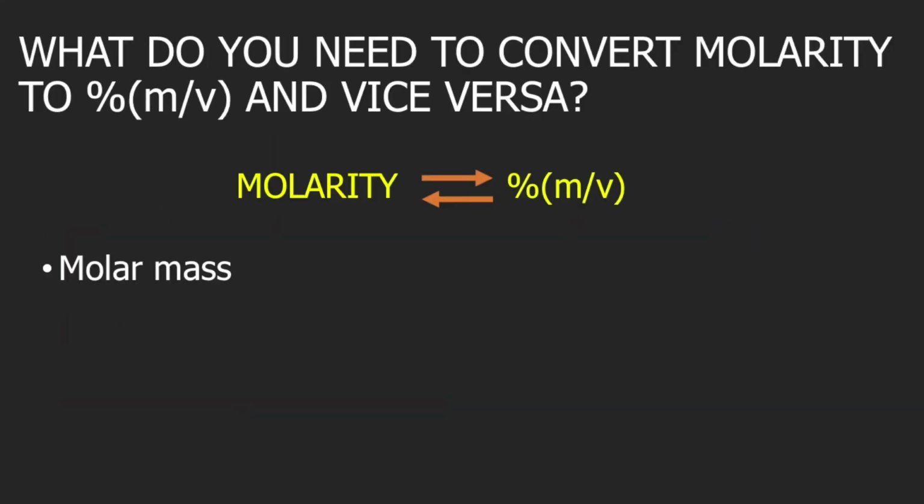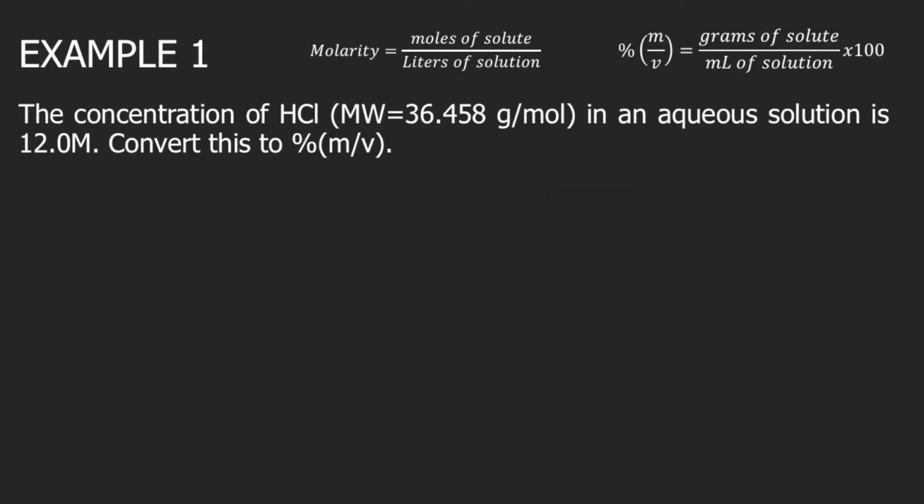Okay? Now, what do you need to convert molarity to percent mass per volume and vice versa? What you need is the molar mass. Molar mass of what? Molar mass of the solute. If you can remember, I told you a while ago that you need to be familiar on how to determine the molar mass of a compound, because sometimes the problems do not provide the molar mass. And if this is the case, you need to compute it on your own so you can carry out the rest of the calculations. Let's start solving actual problems by answering example 1.